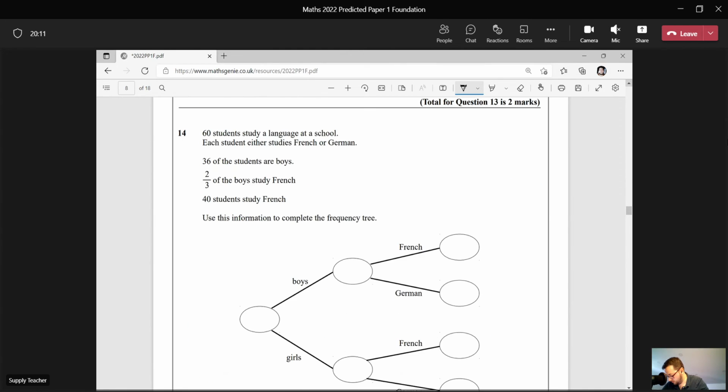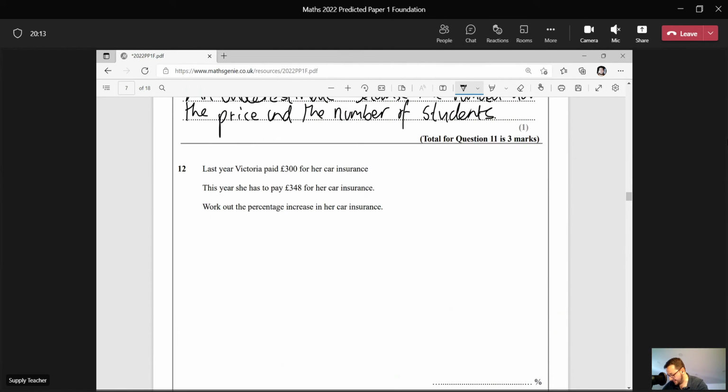Oops. Spoilers. Right. 12. So last year, Victoria paid 300 for her car insurance. This year, she has to pay 348 for her car insurance. Work out the percentage increase in her car insurance. Well, percentage is all over 100, isn't it? So the way I would think about this is look at whatever the new figure is and divide it by the old figure. So I've got a fraction there, 348 over 300.